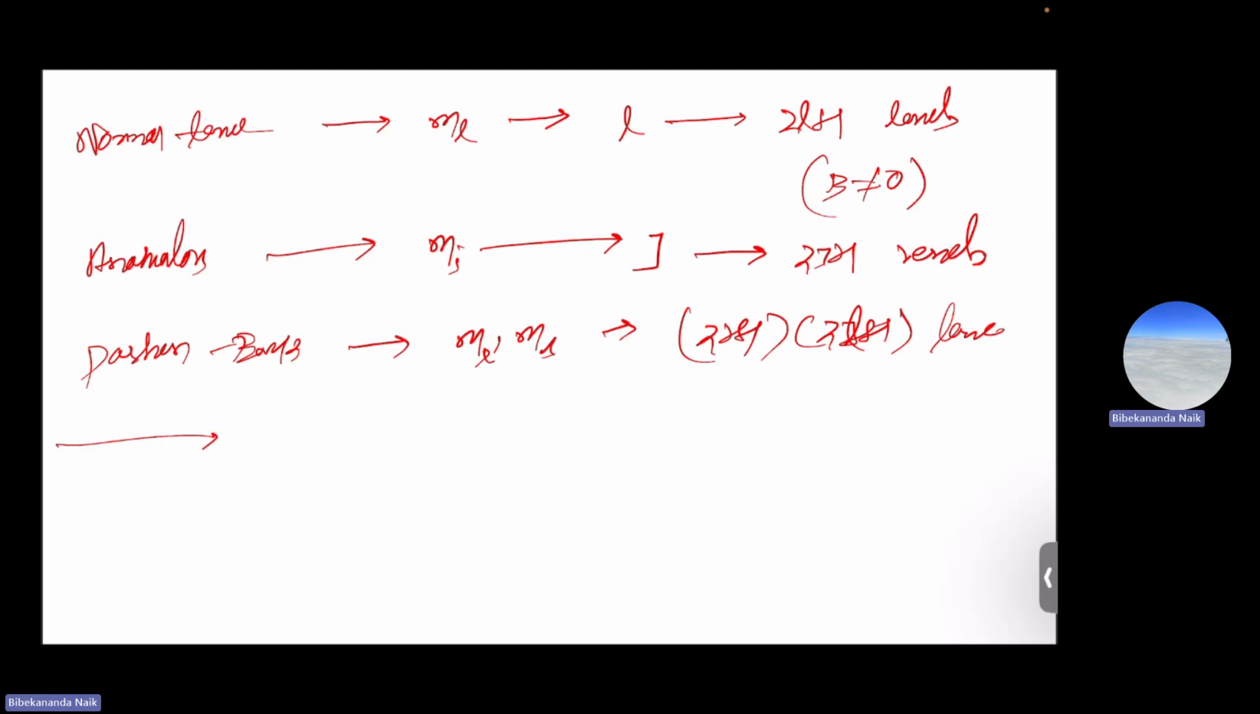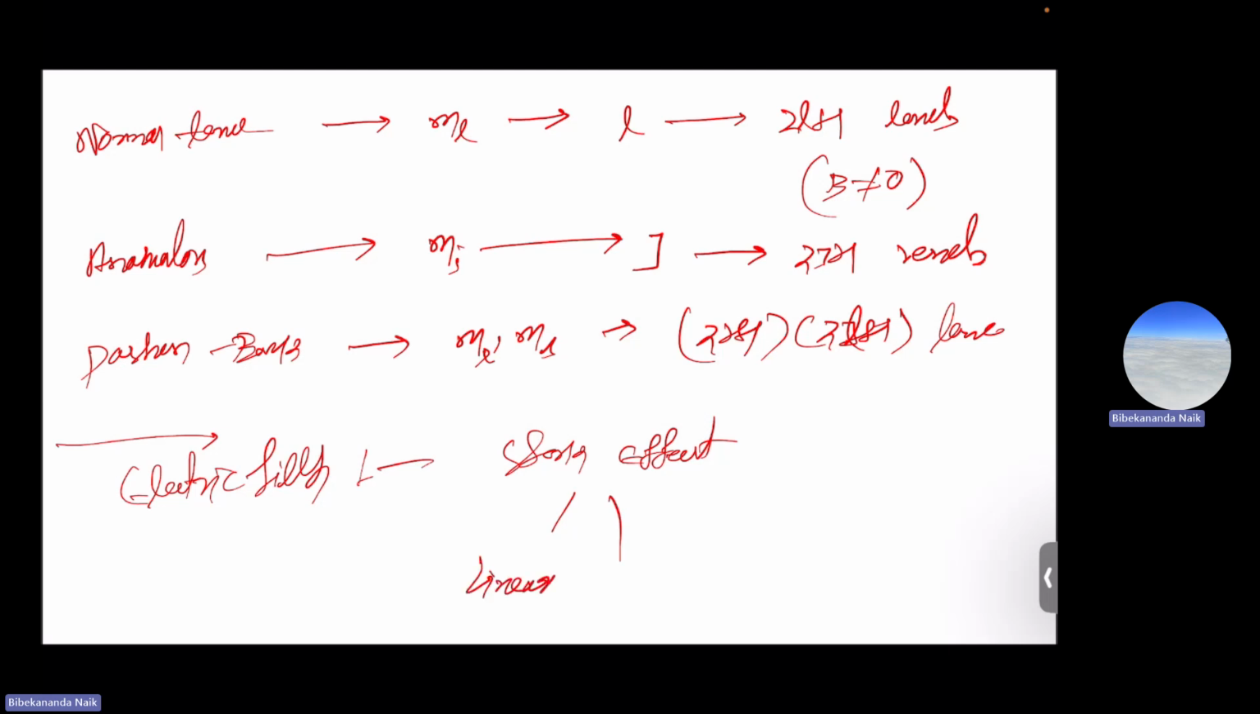Similarly, this was all related to magnetic field. Now when the atom is present in an electric field, what happens? The perturbation occurs in the total energy. Depending upon the level of perturbation, this is called the Stark effect. And the Stark effect can be linear or quadratic.